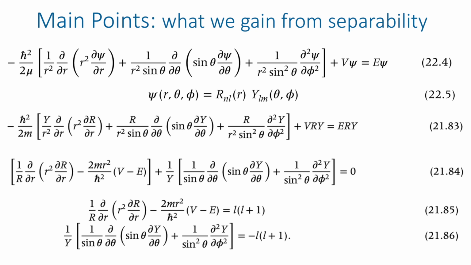So that first term, notice there's no thetas or phis in there, right? And the other one has only thetas and phis and no little r's. So basically we've separated the radial components and the angular components.